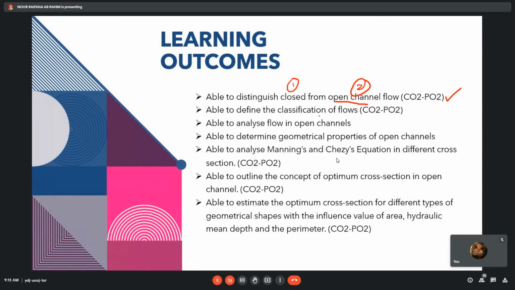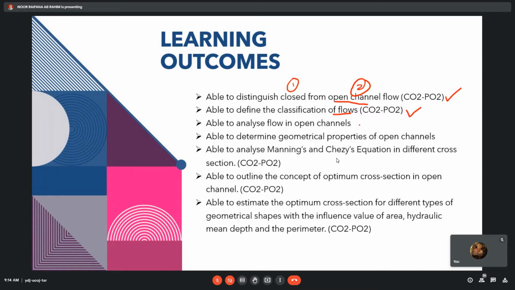And then the second is able to define the classification of flow. So classification of flow ni ada dua jenis, depends on fluid particles ataupun flow parameters. Uniform flow, steady flow, and then classification based on particle is laminar and turbulent. So kalau boleh identify, boleh define classification of flow, so maksudnya dah faham lah untuk learning outcome yang kedua.